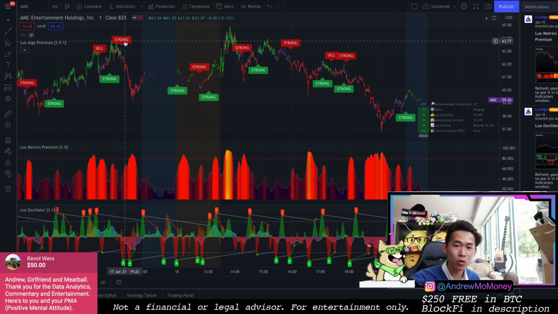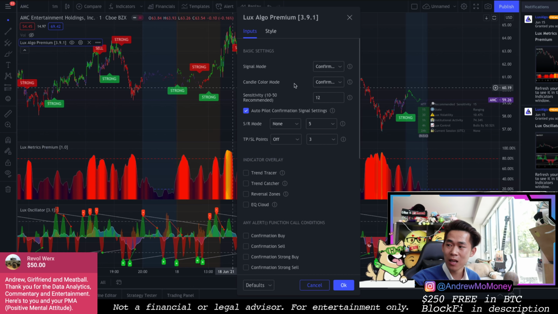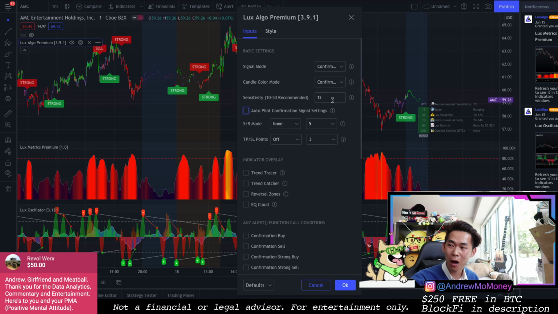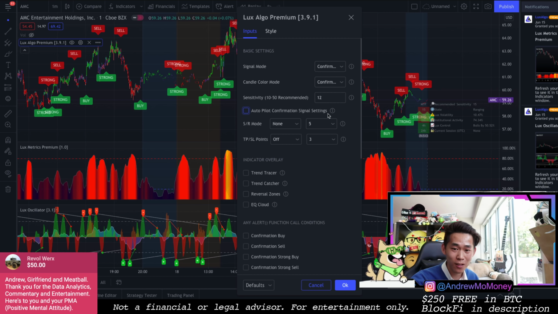Not quite the same. Double click any indicator to see the settings. You're likely not having your autopilot confirmation signals on, and this allows us to have more streamlined processes for the buy and sell signals. If you turn that off, you can automate what kind of sensitivity you would like, right?